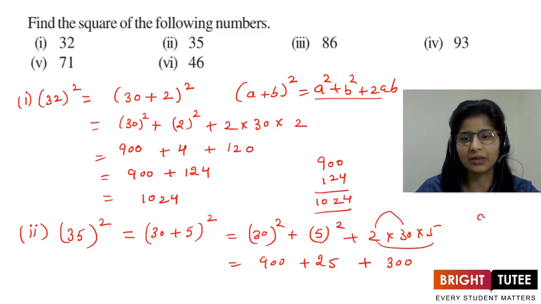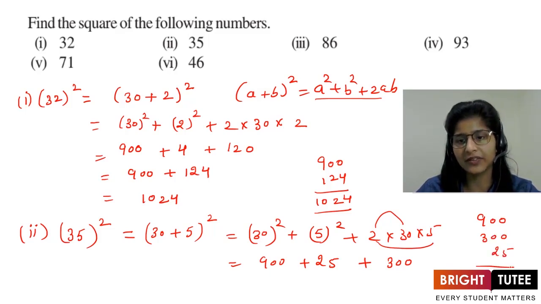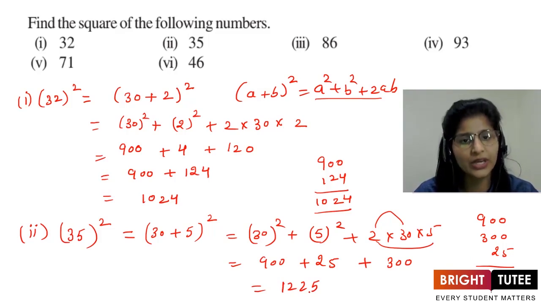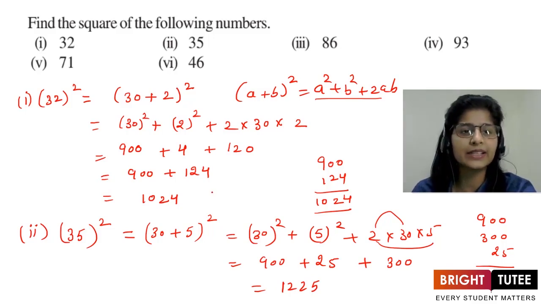So let us add them all. 900, 300 and 25. We get 1225. This is the square of 35. I hope this gives you a clear idea of how to use the identity, right? Let us try the third one.